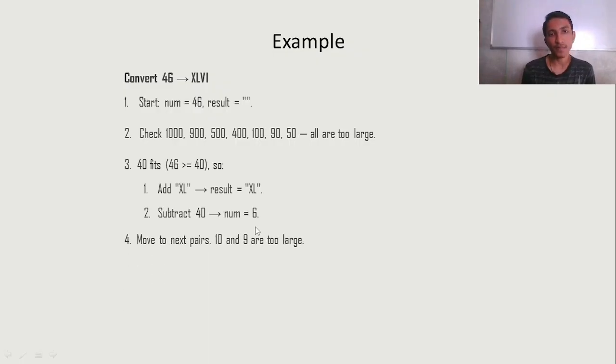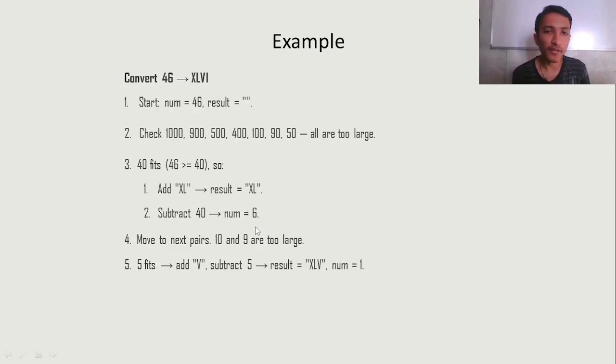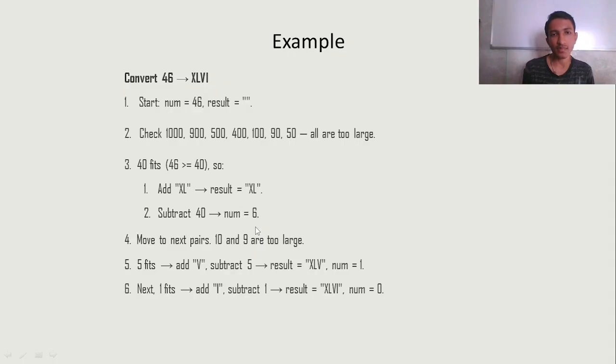So move to the next pairs. 10 and 9 are too large. So 5 fits. Add V. Subtract 5. Result XLV, and our number becomes 1. Now again 1 fits. Add I. Subtract 1. Our number has become 0. And thus our loop ends, and the output we get is XLVI, which matches the initial number.